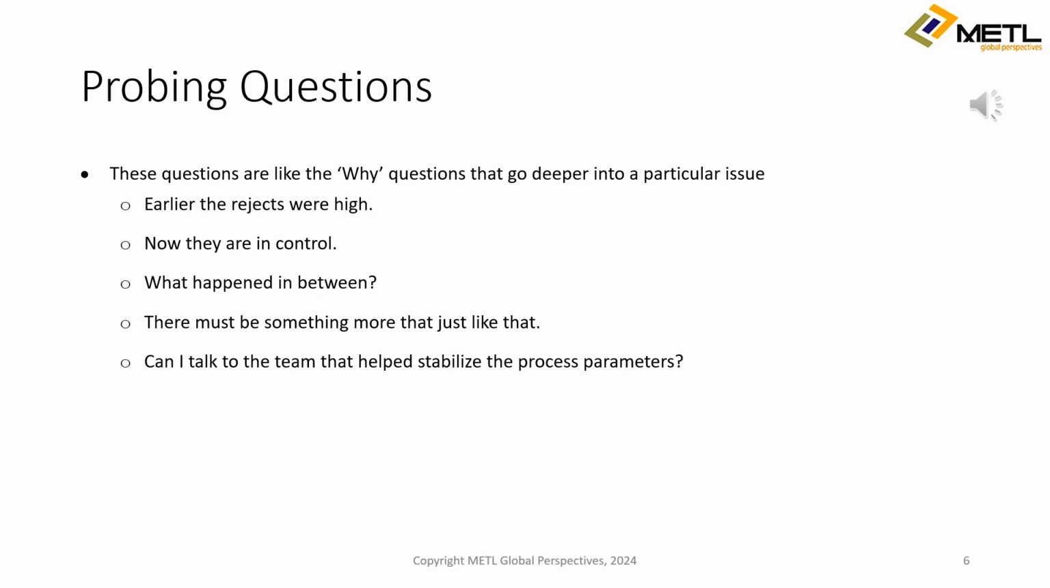Probing questions. These questions are like the why questions that go deeper into a particular issue. Earlier the rejects were high. Now they are in control. What happened in between? You had earlier said that it just happened like that, but there must be something more than just like that. Can I talk to the team that helped stabilize the process parameters? So these are the kind of probing questions you might like to ask at this stage. They are not about the situation, but one level beyond that.